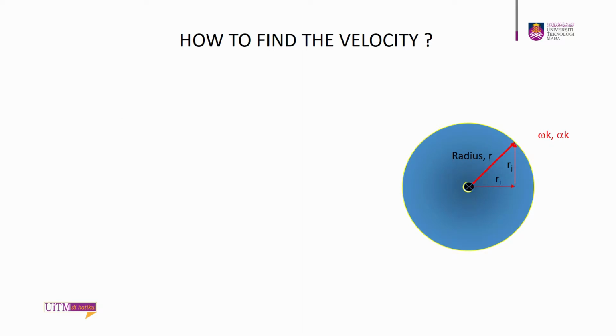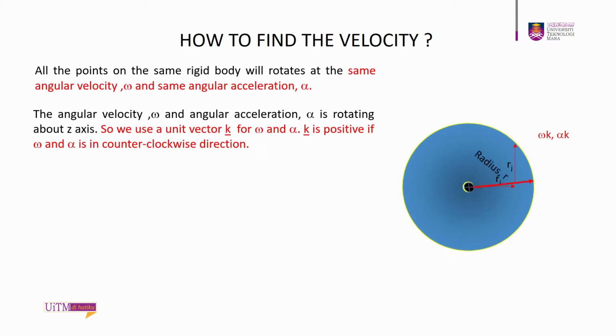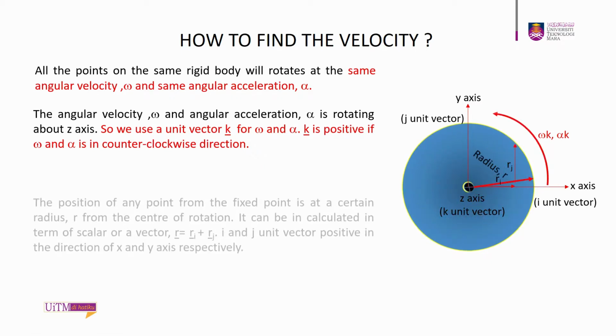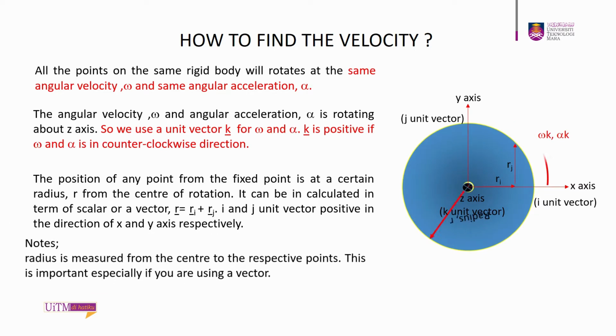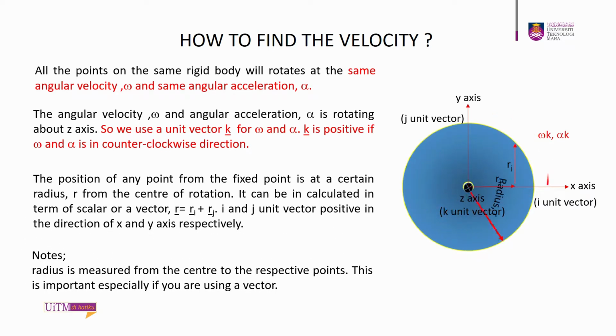How can we find the velocity for a pure rotational motion? The main thing is we need to understand that all the points rotating with pure rotational motion will have the same angular velocity and the same angular acceleration. And the angular velocity and the angular acceleration are along the z axis, or unit vector k.